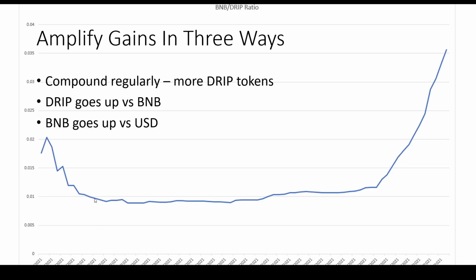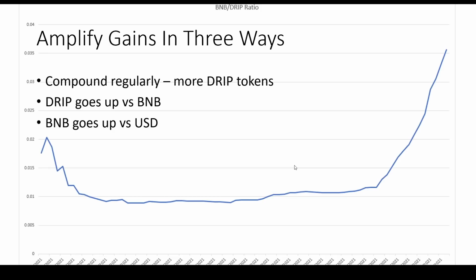So this is the closing price of DRIP priced in BNB since the contract was started, since the token was launched. And you can see there was a period of time here where it sort of stagnated, and the low was 0.008 something. I don't remember exactly, but you can see now we are above 0.035. Last time I checked this, it was up 357%. It's obviously up more than that today.